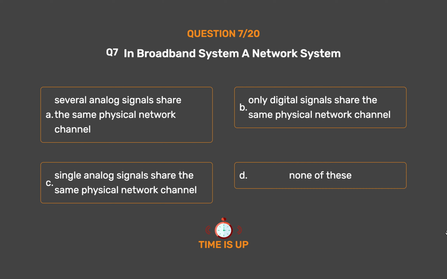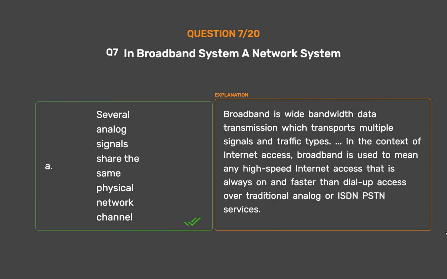The correct answer is Option A. Several analog signals share the same physical network channel. Broadband is wide bandwidth data transmission which transports multiple signals and traffic types. In the context of internet access, broadband is used to mean any high-speed internet access that is always on and faster than dial-up access over traditional analog or ISDN PSTN services.